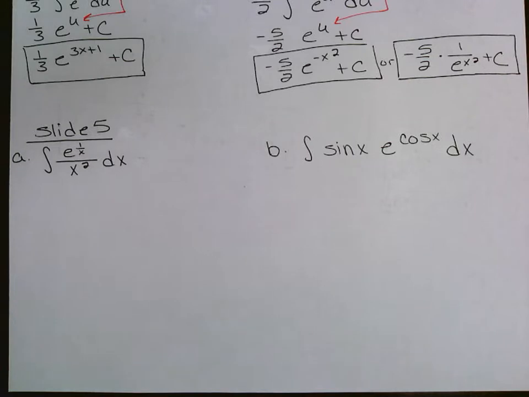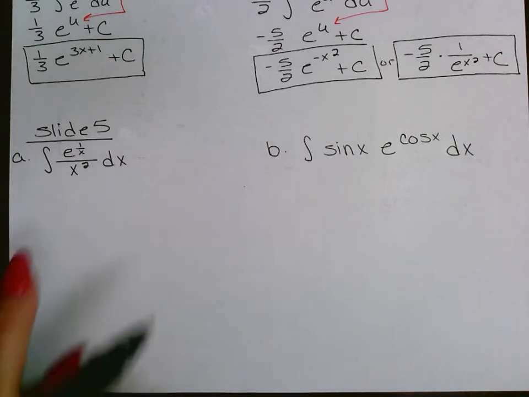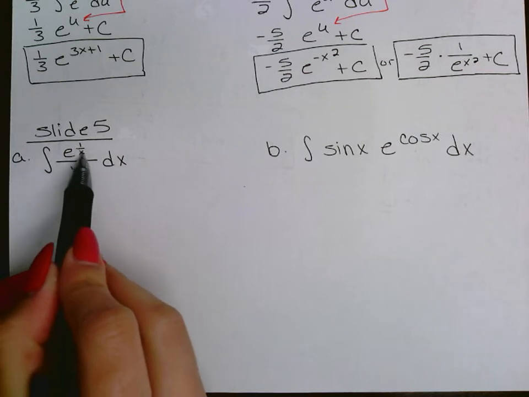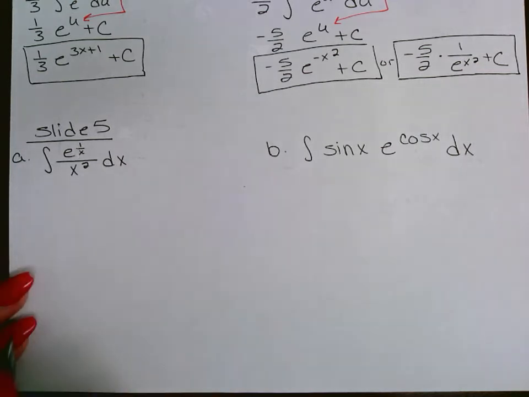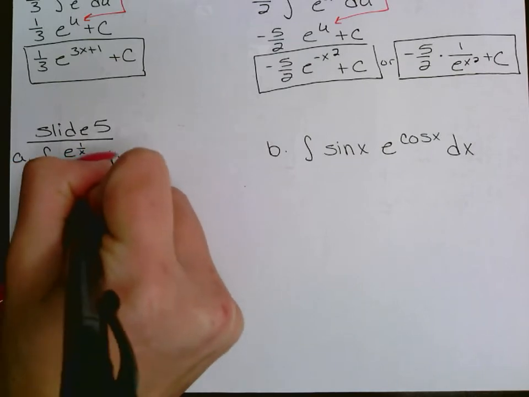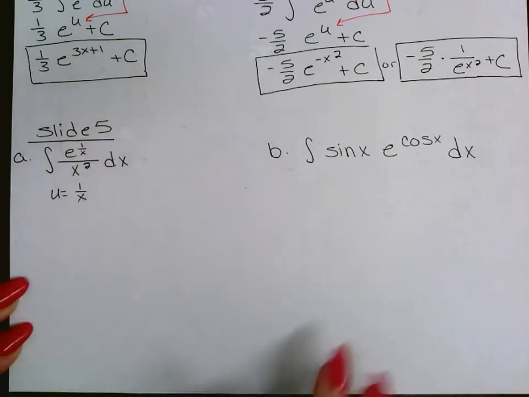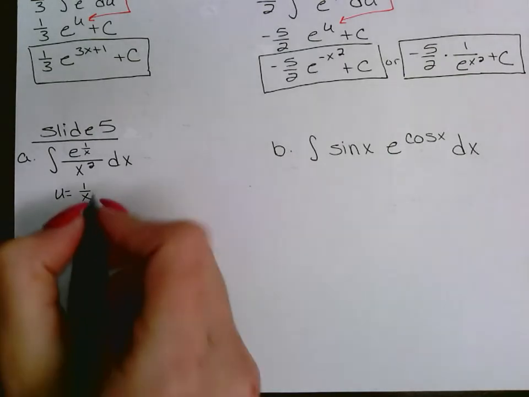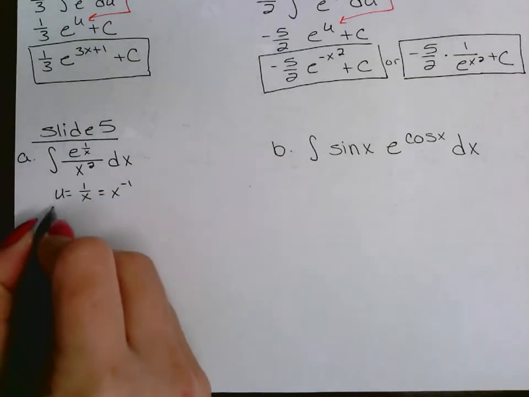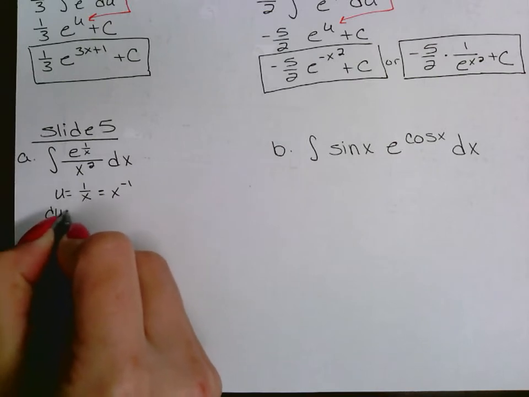All right, so let's look at slide 5. We have two questions. The first one reads the integral of e raised to 1 over x divided by x squared. Who is my u here? Nice, 1 over x. What might be an easier way to see 1 over x? Nice, x to the negative first. What is the derivative of that?